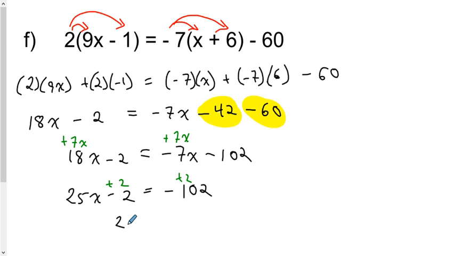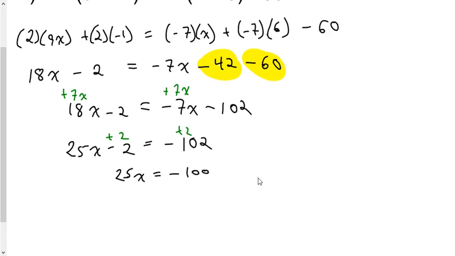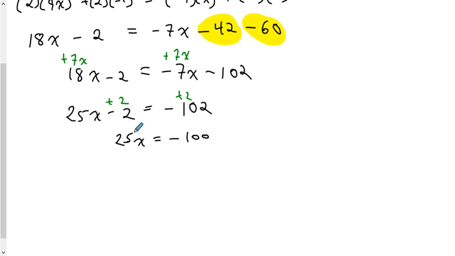So we're left with 25x equals negative 100. You might have been tempted to write negative 104, but no, we're adding 2. So it's going to be negative 100. Oh gosh, this is going to work out beautifully. Divide both sides by 25. We end up with x equals negative 4.